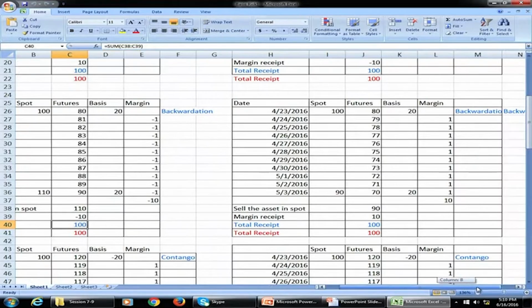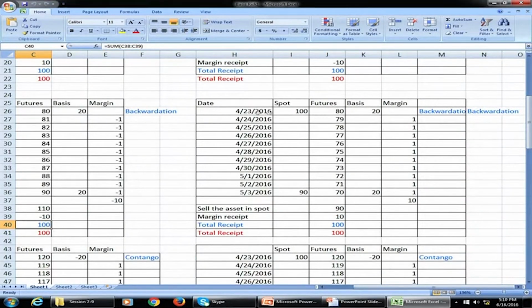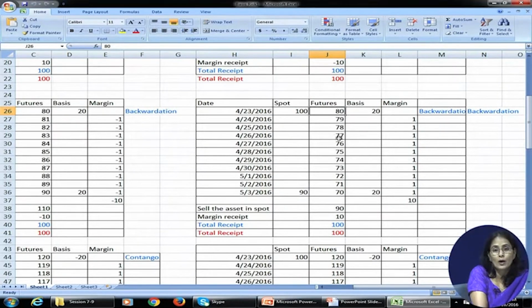Now let's go to again the same situation. You have a backwardation market, 100 and 80, and instead of the futures price increasing, the futures price is going down by 1 rupee every day. That is also resulting in a net receipt of 100 rupees when this particular party sells the underlying in the spot market and also adjusts for the margin receipt or margin payment.